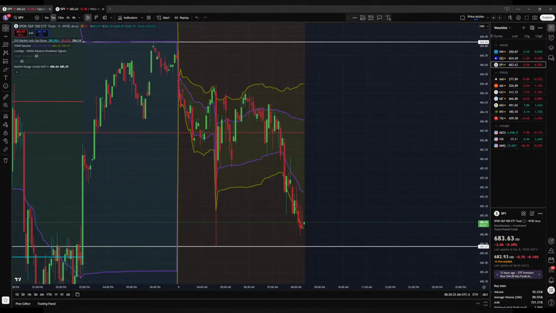Turn that down a little bit. A little bit more. Right there. Alright, so we got 10 minutes before the market opens. This kind of gives a nice clean look before all these other levels start filling in.